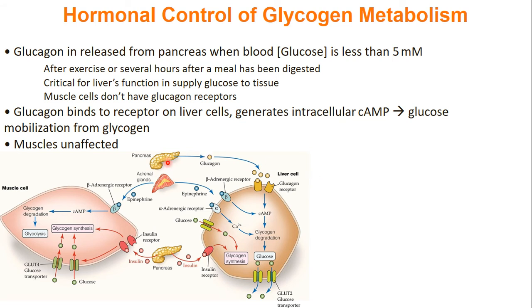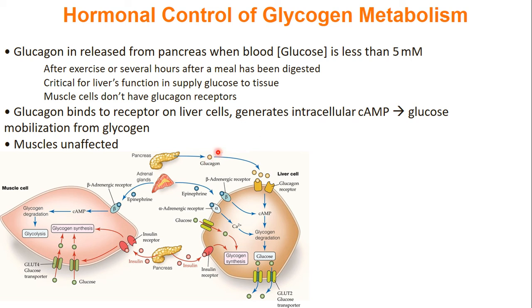Glucagon is released from the pancreas when your blood glucose levels are less than 5 millimolar. This can happen after exercise, or several hours after a meal has been digested. And it's critical that you have glucagon because it's critical to the liver's function of giving glucose to the tissues that need it. For example, your brain, right? Your brain can only use glucose. While muscle cells do not react to glucagon because they don't have the receptor.